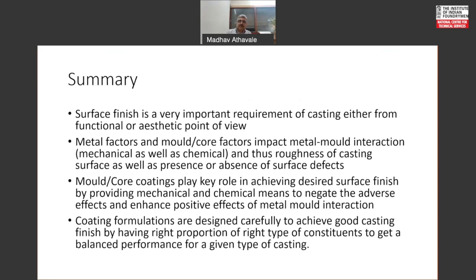Coating formulations need to be designed very carefully to achieve a good casting finish by having the right proportion of the right type of constituents to get a balanced performance for a given type of casting as well as the given type of mold and core that is being used. This, in summary, is what we have covered in today's lecture.